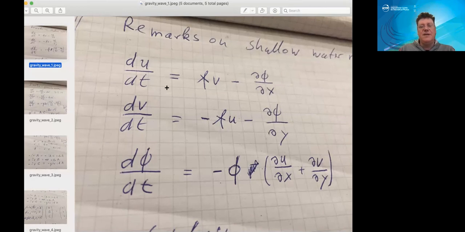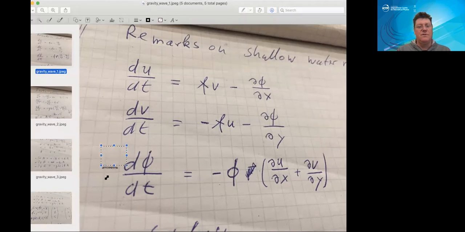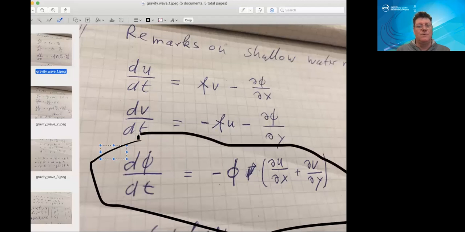And then we see a third equation here. What equation is this? Let me see if I can draw. This equation here. What is that? Which closes our system in principle. It's the continuity equation, right? Where does it come from?